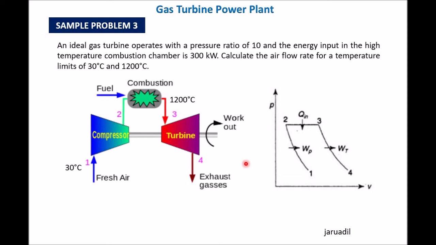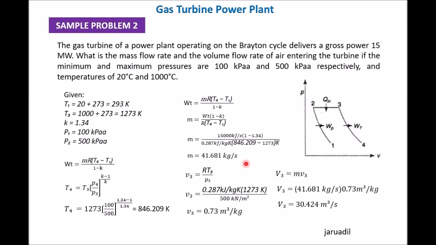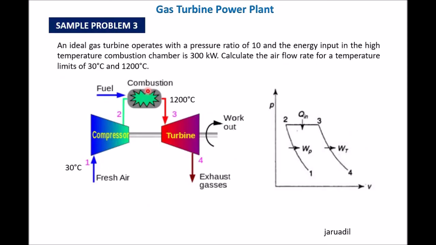I found this problem in a passboard examination, including this one. This problem number 2 is also from a passboard examination. So again, it is important that you know the schematic and the PV diagram, so you can draw where these values are.